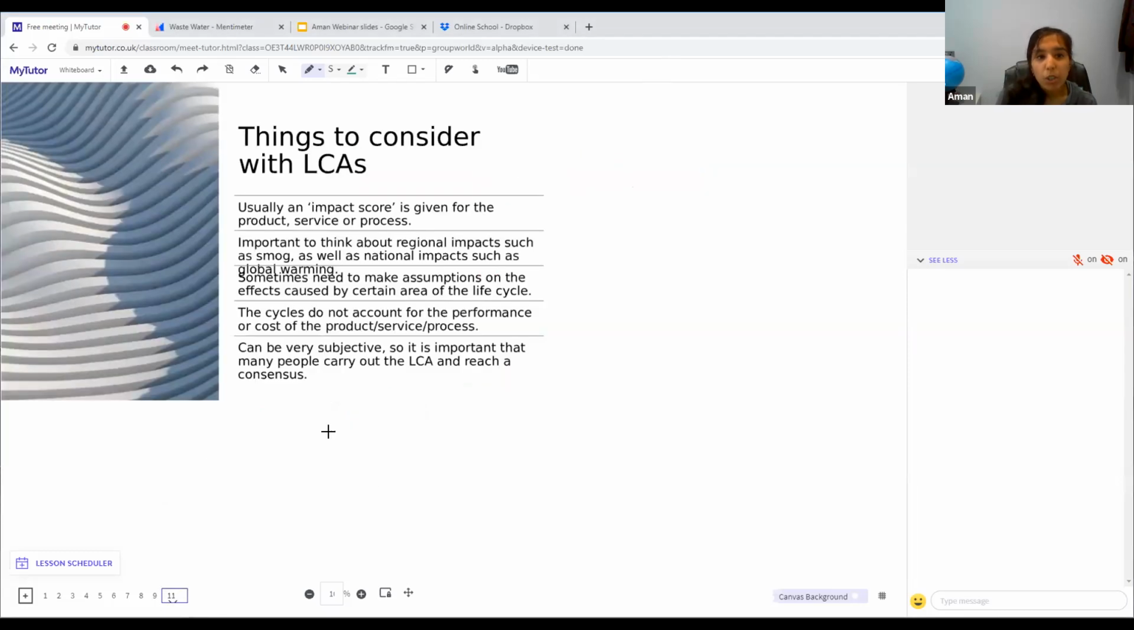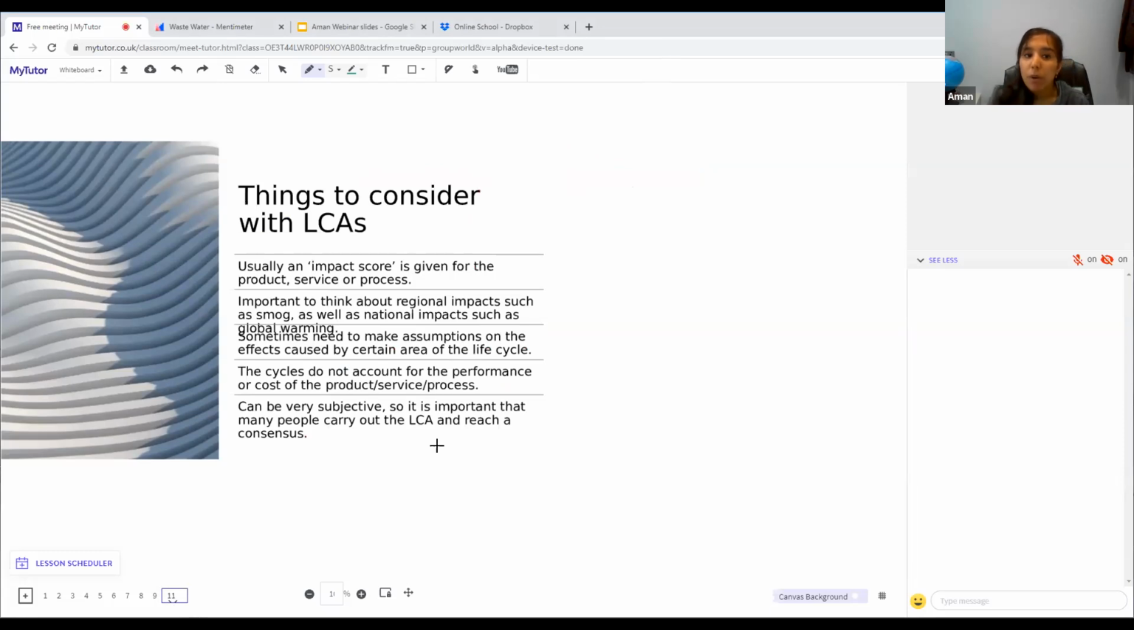So the final thing I want to cover then are just things that you have to think about when you're doing a life cycle assessment or when you're answering a question on a life cycle assessment. So usually products or processes or services are given an impact score. And what that means is you can compare two products together.